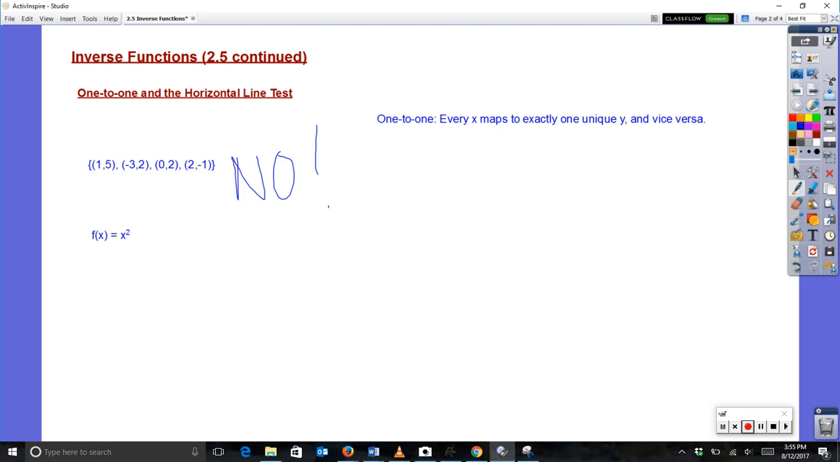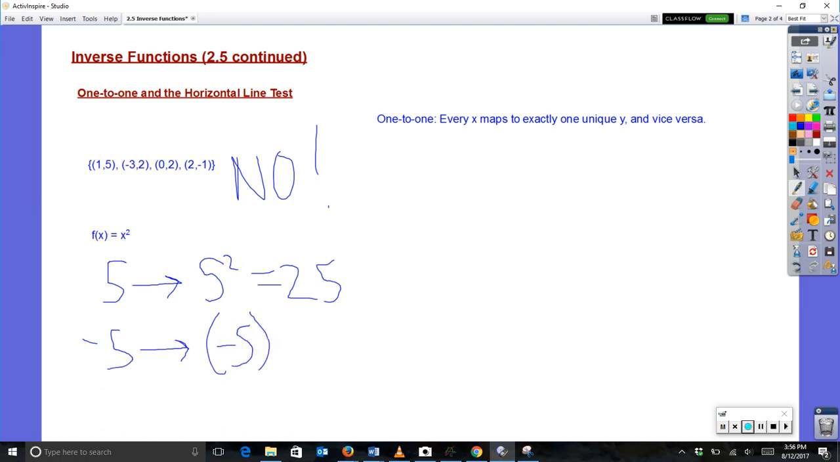Second one, f of x equals x squared. So this is also not one-to-one. It's a very classic not one-to-one function. Reason being, if I plug 5 in, 5 squared is equal to 25. If I plug negative 5 into that function, negative 5 squared is also 25. So here we have two different x's giving us the same y value. This is now not one-to-one.